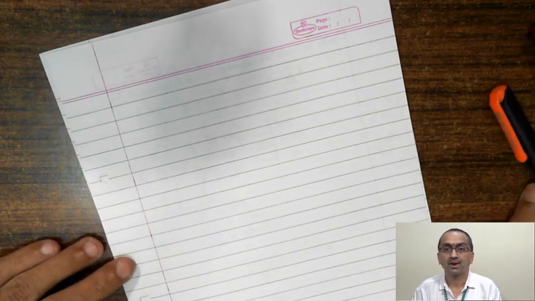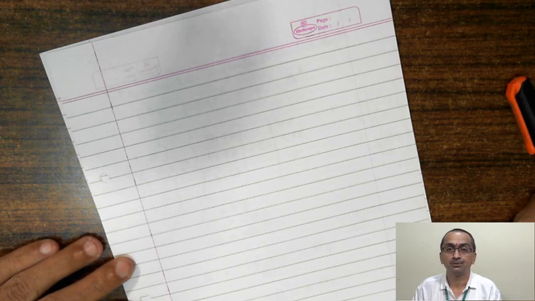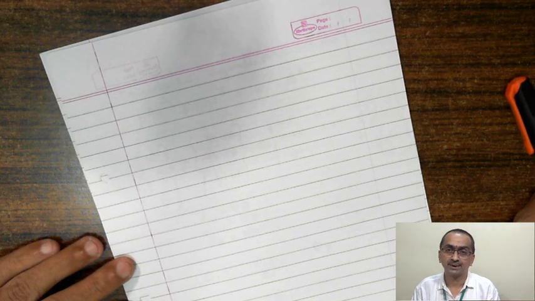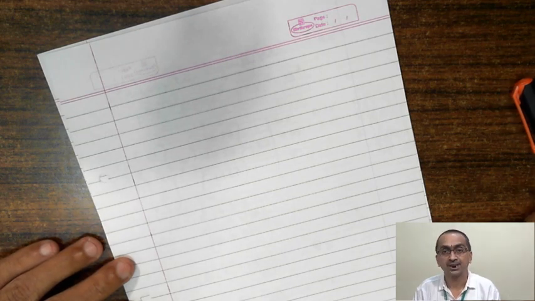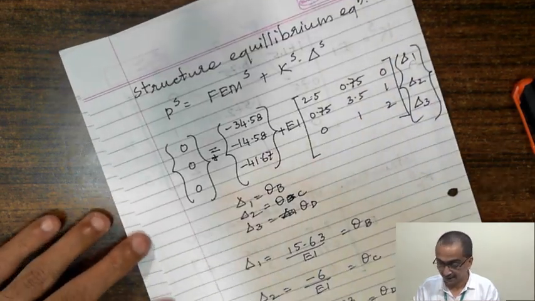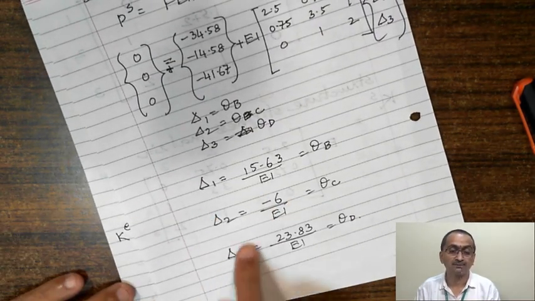Welcome students. I hope you remember we were solving one numerical from an examination question paper and we have completed two steps of it. First, we have assembled the local fixed end moment matrix and local stiffness matrices. We have assembled the global fixed end moment matrix and global stiffness matrices from the local matrices. Next, we dealt with the global equilibrium equation, or structure equilibrium equation, to find the displacements of the structure. These are the displacements of the structure: delta 1, delta 2, delta 3.